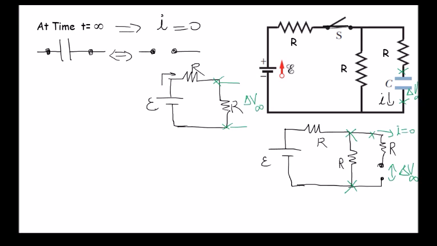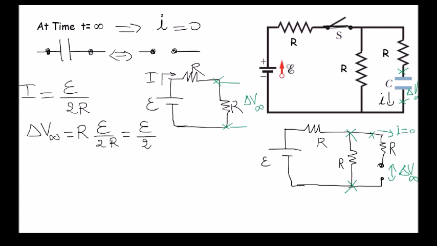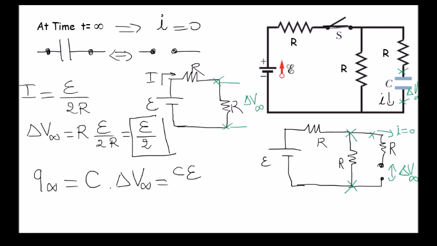All I need is to calculate the current in the battery. So the current in the battery, what is it? E over the equivalent resistor, 2R. So what is delta V infinity? It follows easily. That's the resistance times the current. So it's E over 2, half of the EMF in this situation. What is the charge in the capacitor? Well, that's capacitance times the difference in potential across the capacitor. So this is C E over 2.